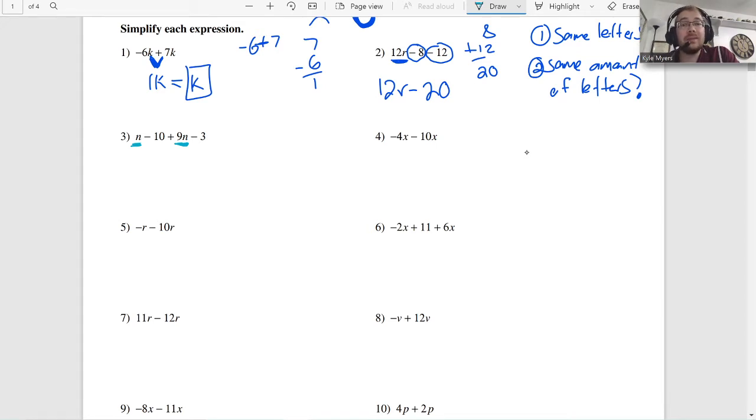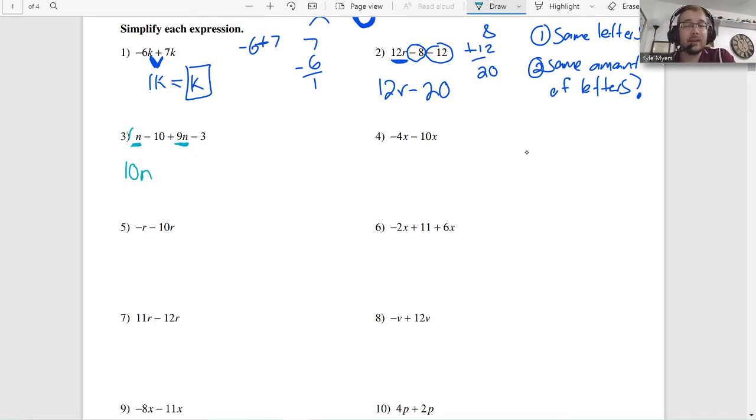So they have the same letters, they're both N's, and they have the same amount of letters, meaning the N's are not to different powers. They don't have different baby numbers on the top right of the letters. So they are like terms, which means we can add them. Now, if there's an N, how many N's is that? Yeah, 1, exactly. So 1N plus 9N. 1 plus 9 is 10. So 1N plus 9N is 10N.